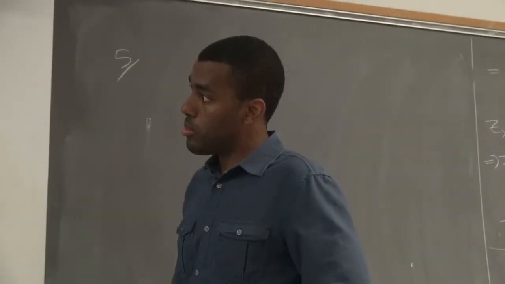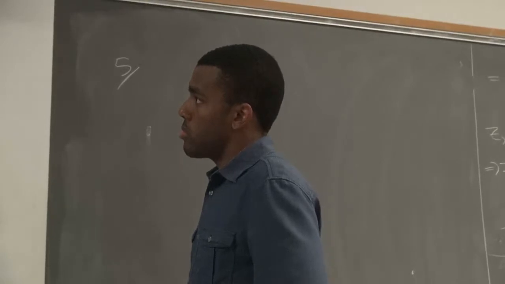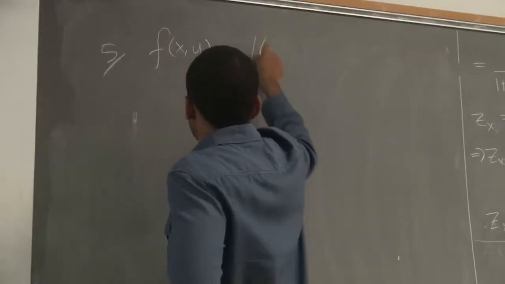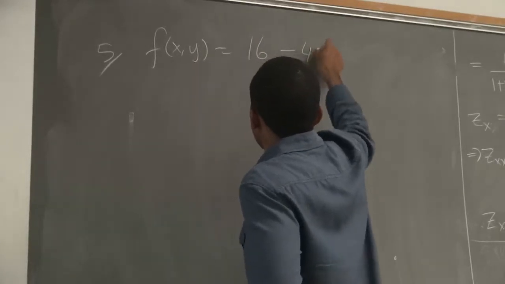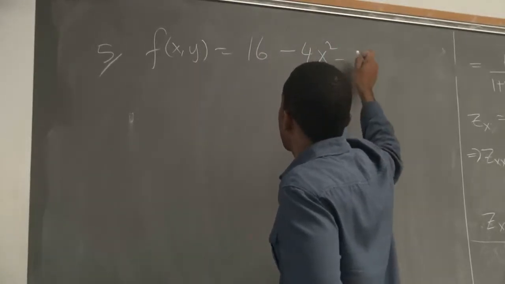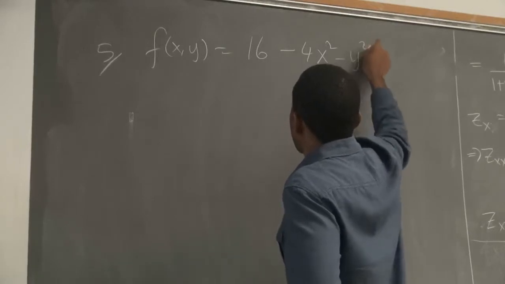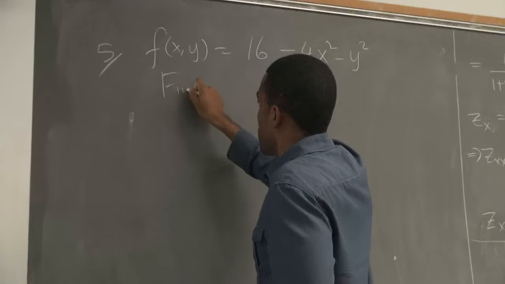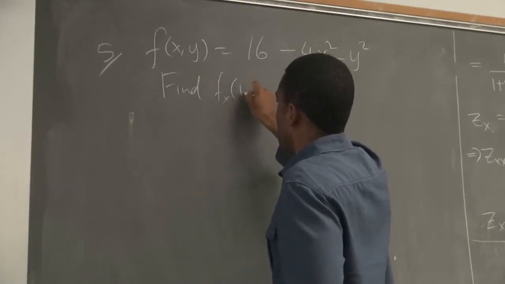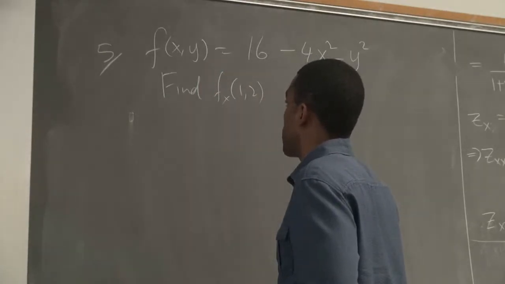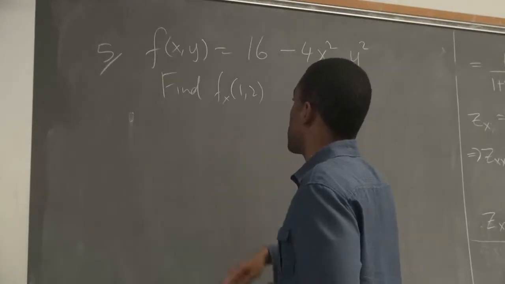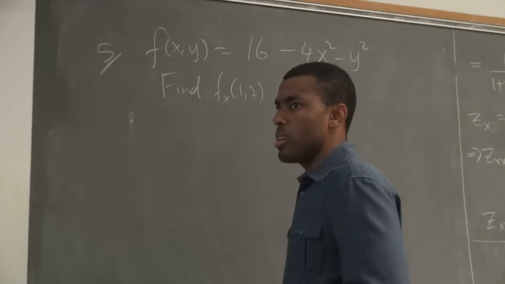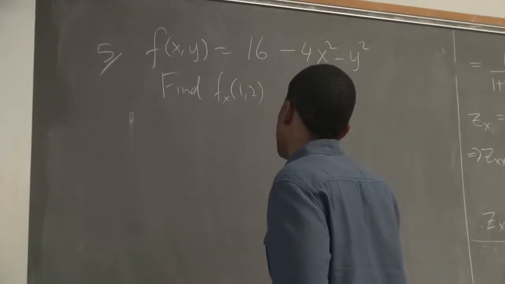What did that say? If f of x, y equals 16 minus 4x squared minus y squared, find fx(1, 2) and fy(1, 2). Whoa, I don't know how to draw the graph. Oh, did they say draw a graph as well? Yes, like the slope.